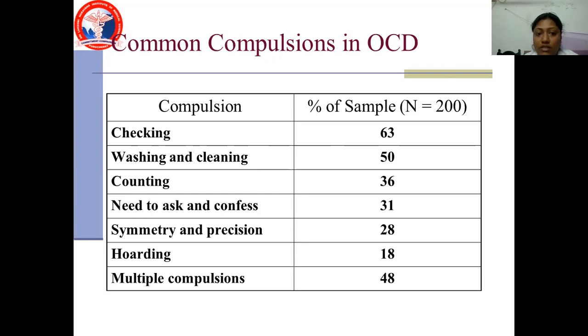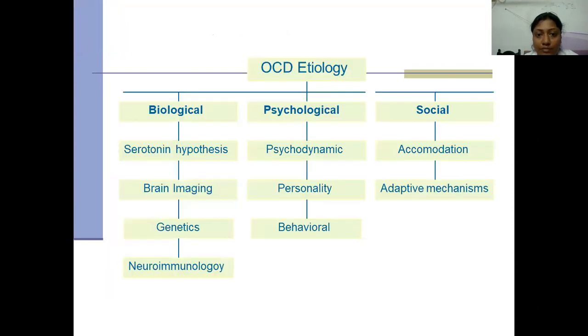Counting, 36. Need to ask and confess, 31. Symmetry and precision, 28%. Hoarding, 18. Multiple compulsions, 48. Again, like I said, multiple obsessions and multiple compulsions are the most common among OCD.